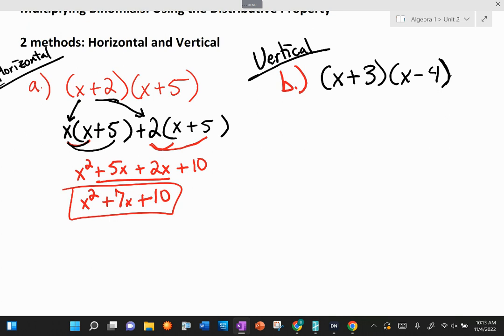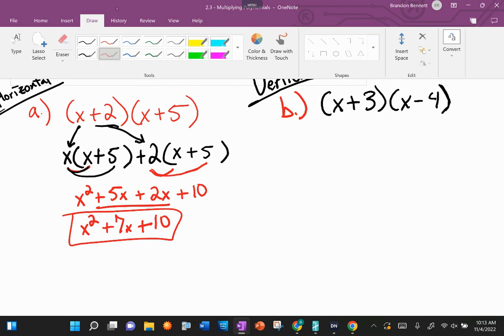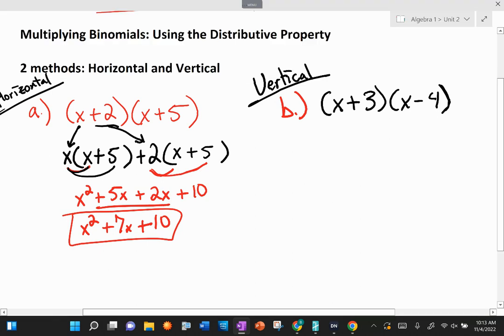Now the vertical method, to me, I don't think they even taught this to me. Now I'm much older than you guys, but I don't think they even taught this when I was in middle school. It's kind of an interesting way of doing it. But again, if it makes sense to you, then it'll be a good tool for you to use. We're basically going to line them up. So we've got x plus 3, and then we are multiplying by x minus 4.